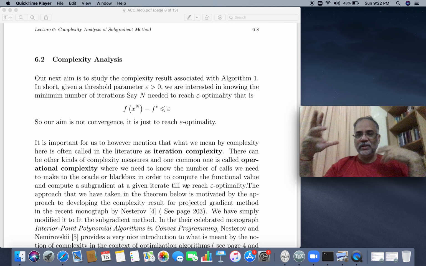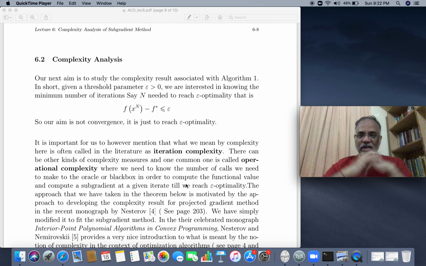Aeons doesn't mean ages. It could be a few minutes or maybe 10 minutes, 20 minutes, or maybe a huge number of iterations, an exponential number of iterations. You call that doing things in exponential time.